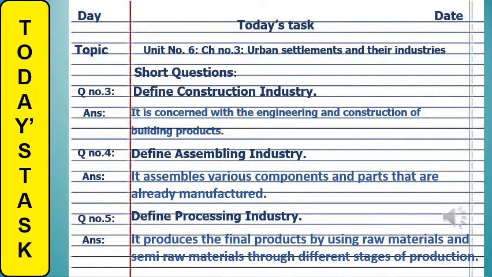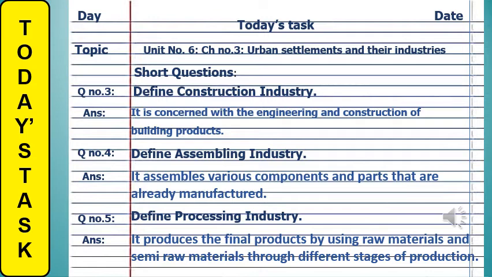So we will complete the remaining short question answers of the chapter. So let's start. The third question is define construction industry. So the answer is it is concerned with the engineering and the construction of building products. कि इसमें हम लोग products को build करते हैं, construct करते हैं. Fourth, define assembling industry. The answer is it assembles various components and parts that are already manufactured.